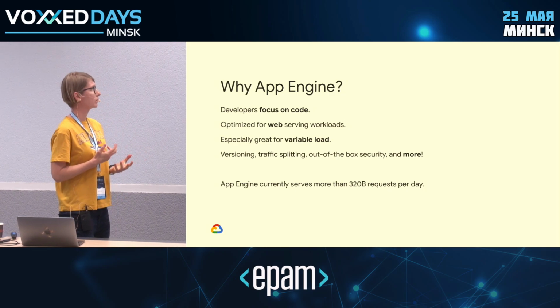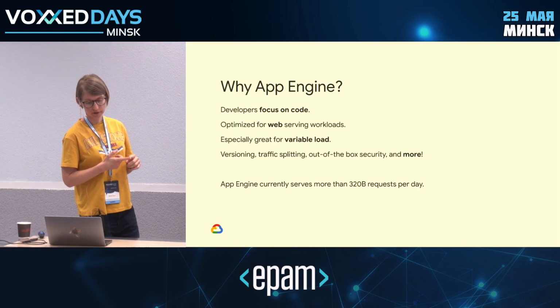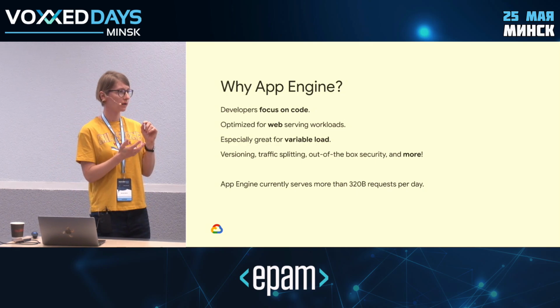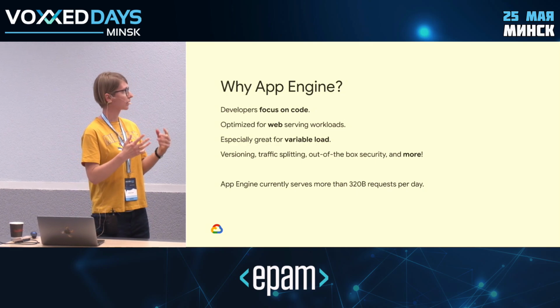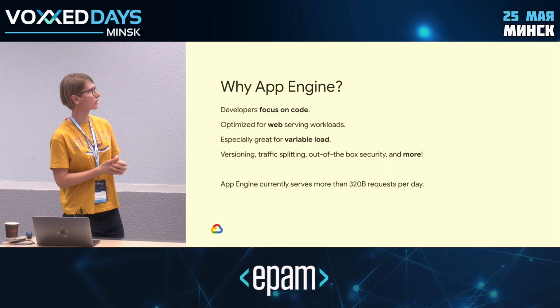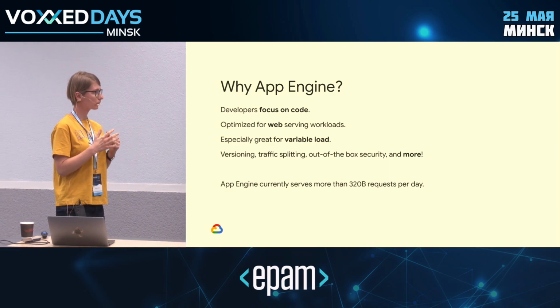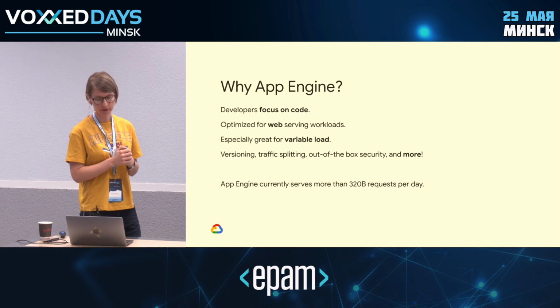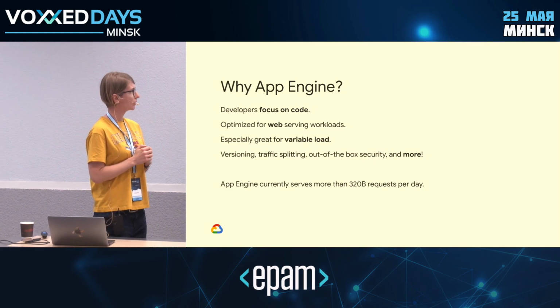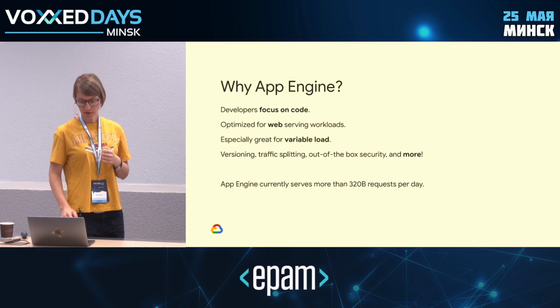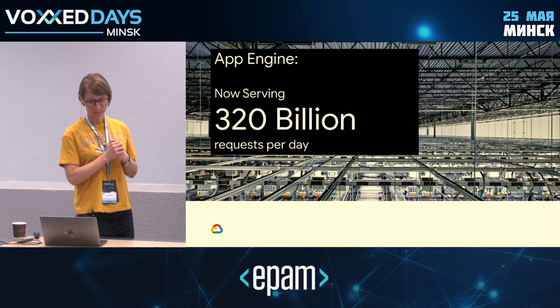And also you have many, many features. So we have things like versioning, like traffic splitting. You have an HTTPS endpoint out of the box whenever you deploy to App Engine, and many more. And finally, App Engine is very popular today. It handles 320 billion requests per day.